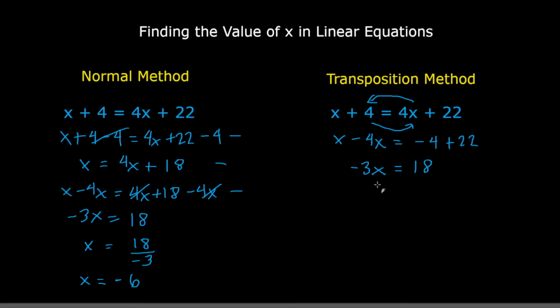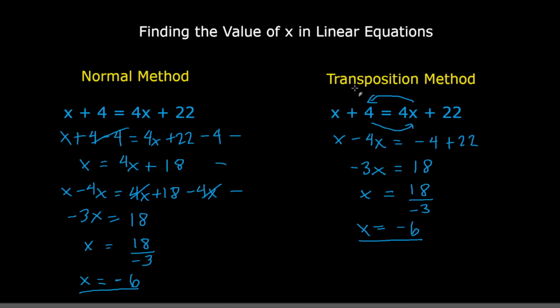And then, negative 3x equals 18. And then, we will arrive at the value of x equals negative 6. So, kung mapapansin nyo, same lang ang nakuha nating sagot. Ito yung longer method. At ito naman yung medyo mas mabilis kumpara dito. So, ayun yung kagandahan ng transposition method.